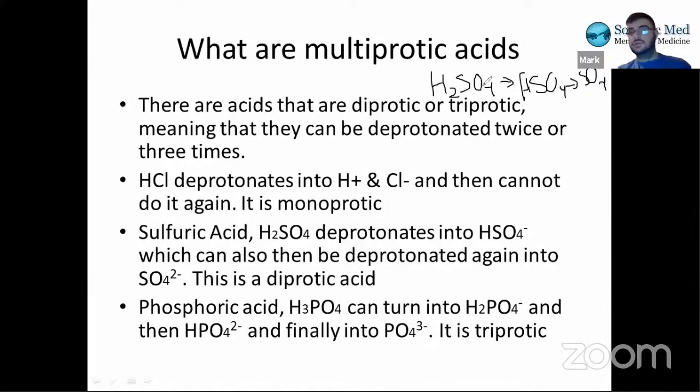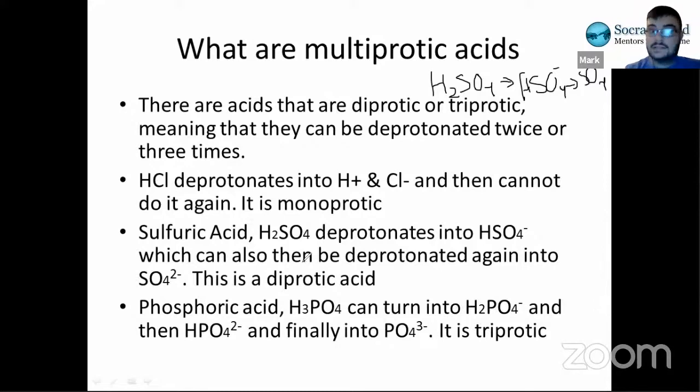For example, H2SO4 has 2 H's and can be deprotonated both times because it can lose both H's. This is actually 2 minus. So it can lose its H once and become HSO4 minus. Then this HSO4 minus can lose its H again and become SO4 2 minus. Again, HCl is monoprotic, sulfuric acid H2SO4 is diprotic, and something like phosphoric acid H3PO4 is triprotic because you can go from H3PO4 to H2PO4, HPO4, and PO4.